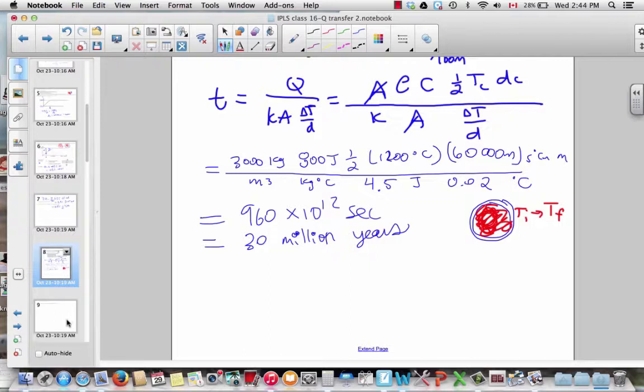But anyhow, this is physics from 150 years ago or so, mid-1800s. This just shows you that with the fairly simple Fourier's law of conduction, you can come up with an interesting result, which is the age of the Earth.